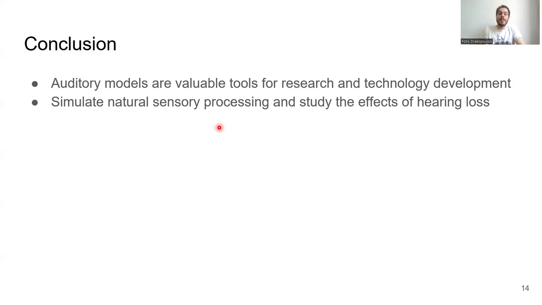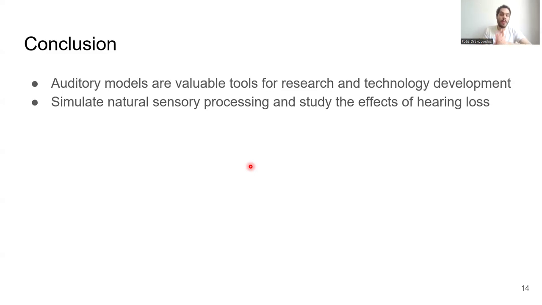We especially tried to show how auditory models can be used to simulate natural sensory processing in artificial systems, but also how all these models have been used over the years to study the effects of hearing loss. And this last point is important to demonstrate the uptake of these detailed models of hearing impaired auditory processing, which have been widely used in hearing aid development.